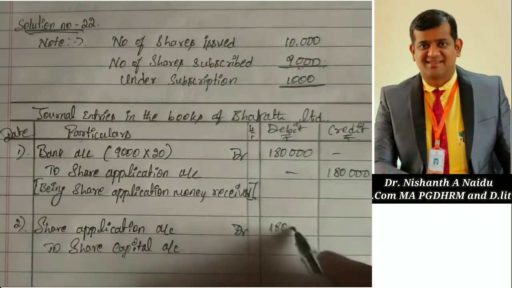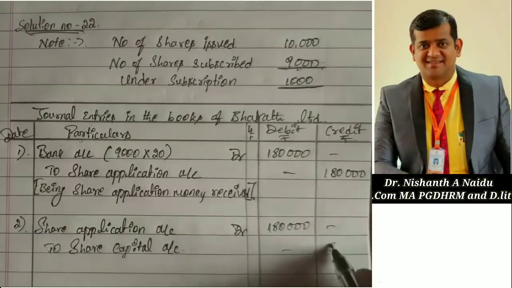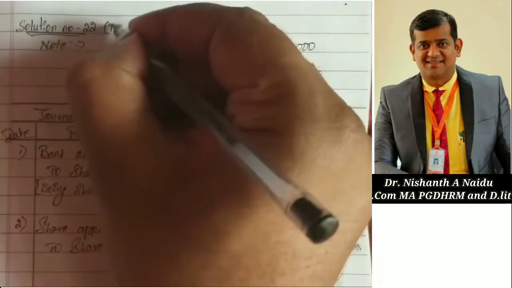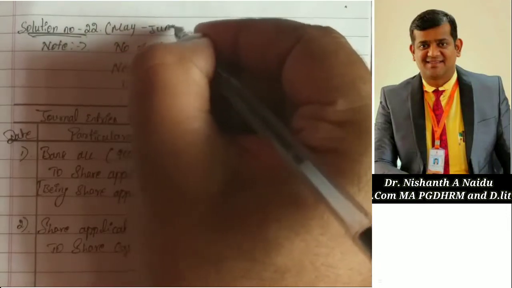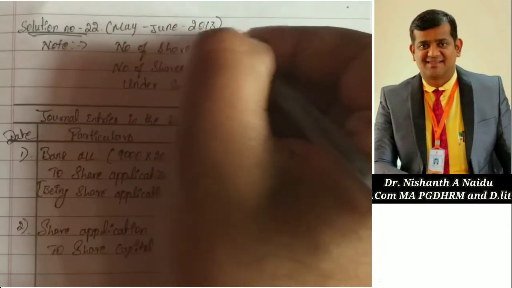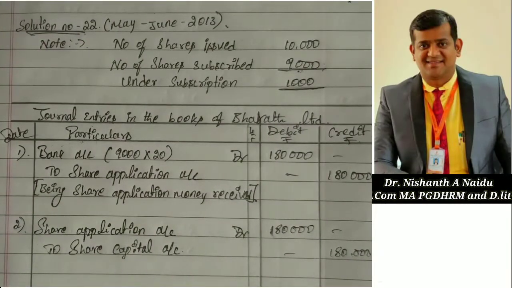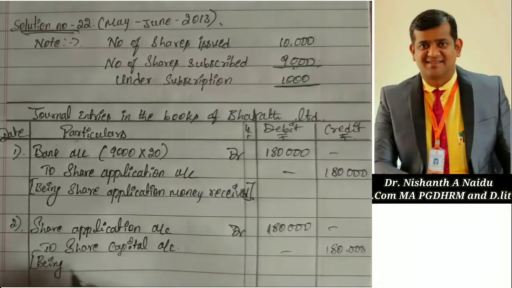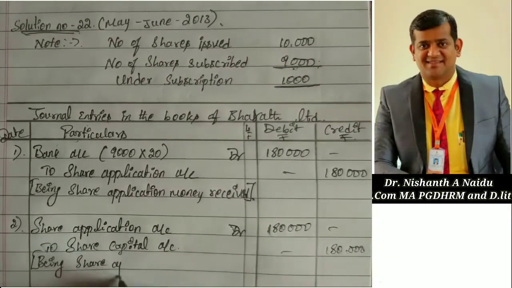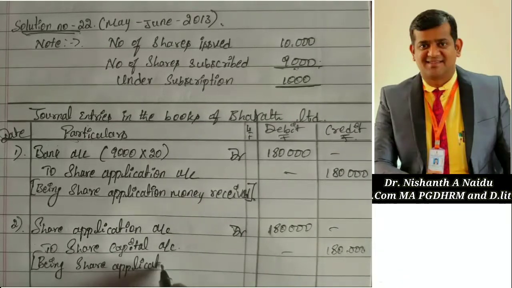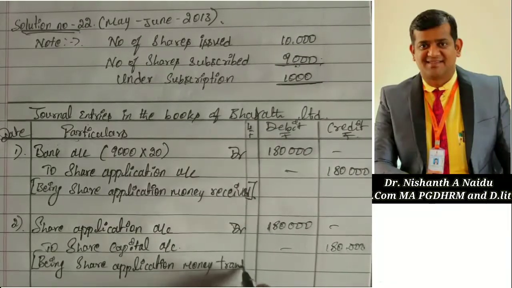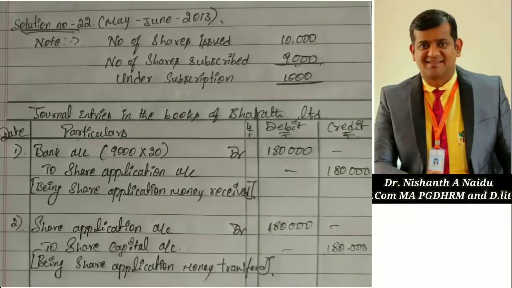Okay, so 1,80,000. And this problem has been asked in the May-June 2013 paper. Okay, we are solving the May-June 2013 paper. So 1,80,000 on both sides. Now write the narration: being share application money transferred.